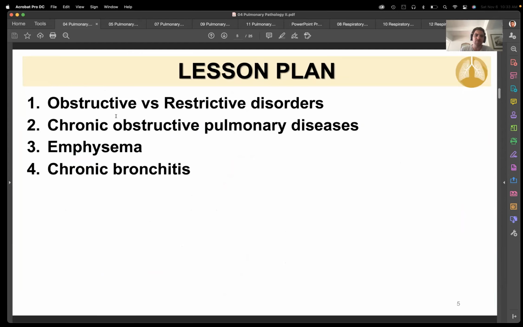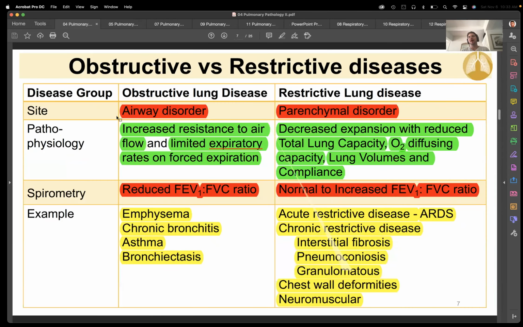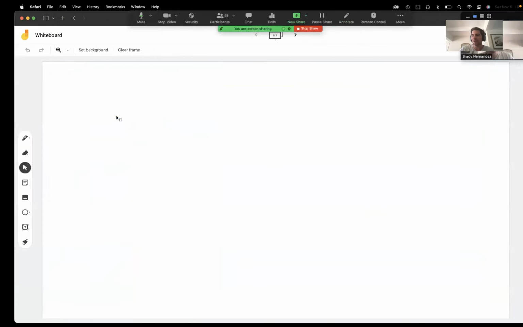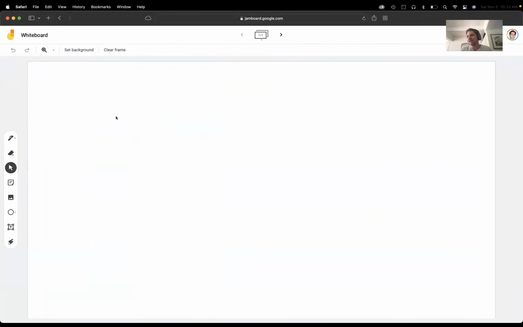All right, so obstructive. What's the big thing about obstructive? Remember, your FEV1 to FVC ratio is going to go down. This is like a dead giveaway.